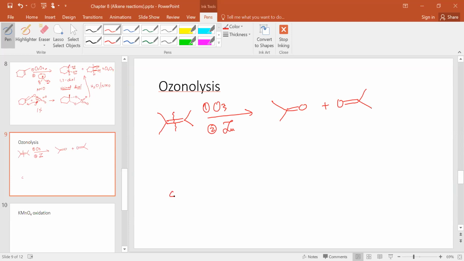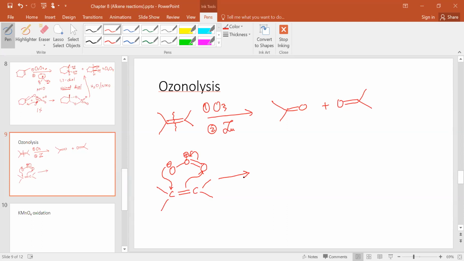So what is the mechanism? Oxygen like this. Okay, so oxygen will add to the carbon, and this will go here, and this will go here. All these three reactions happen simultaneously. So this is called concerted mechanism. All these bond formation and breaking happens simultaneously.